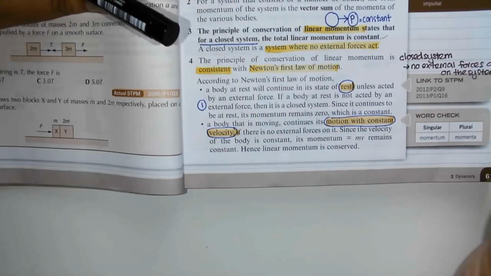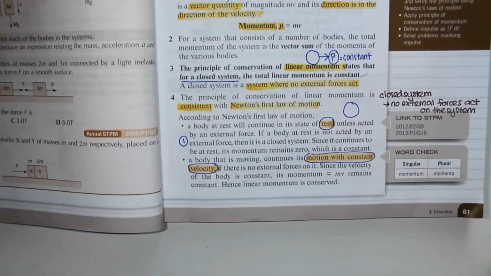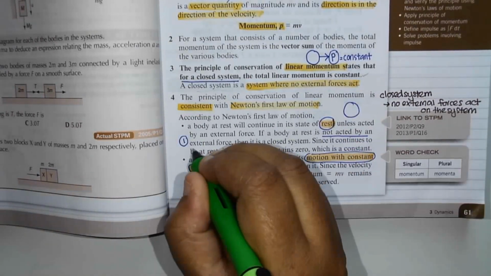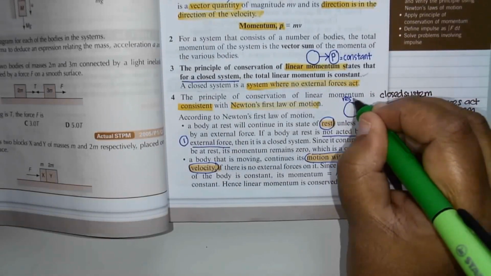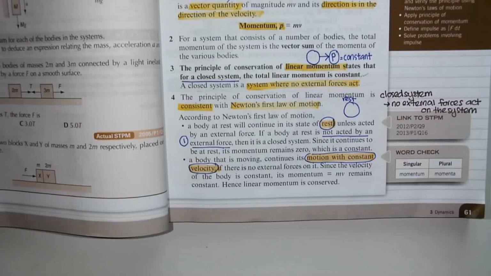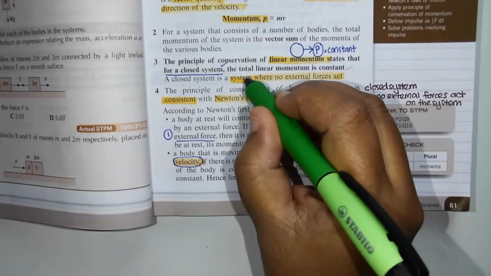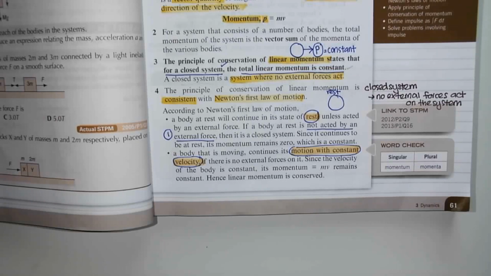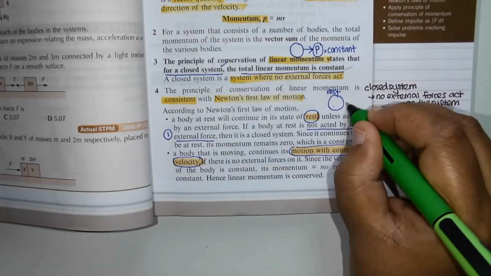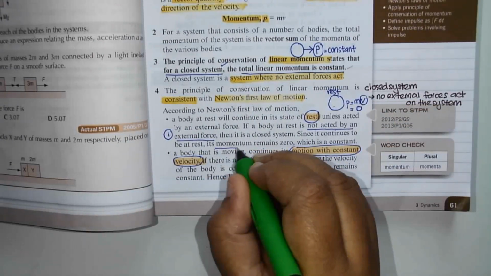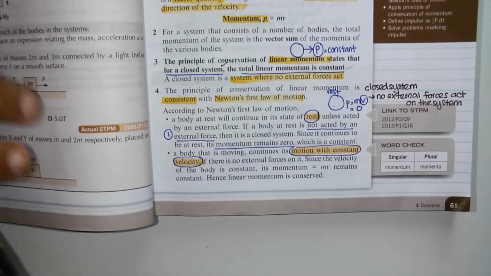Constant velocity. If I have a body which is at rest, the body will continue to be at rest, because it's not acted on by an external force. When it's not acted on by an external force, it is called a closed system. And in a closed system, the total linear momentum is constant. Why? Because for this body at rest, P equals mv, v is zero, so the momentum is zero and remains zero. Now let's look at the second one.